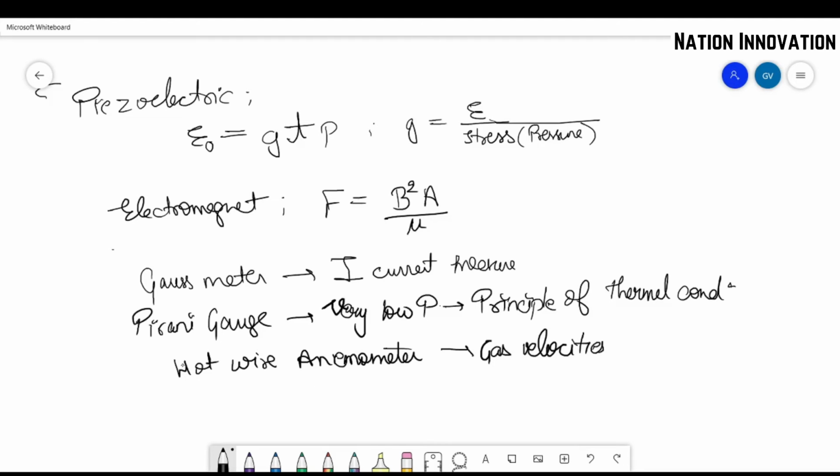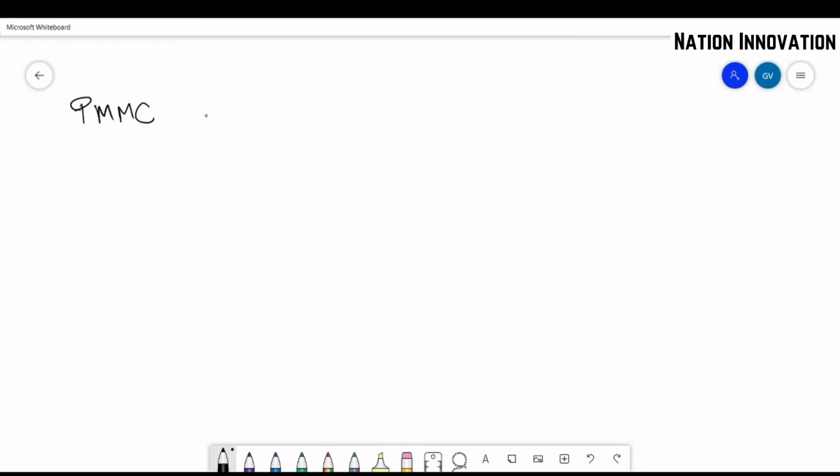Right? Then piezoelectric, it has its application in finding the acceleration. For PMMC type devices, we have the torque. The working torque is proportional to the current. It is only DC type and it has sensitivity of around 20 kiloohm per volt. Fine. The theta is, the deflection is proportional to current.